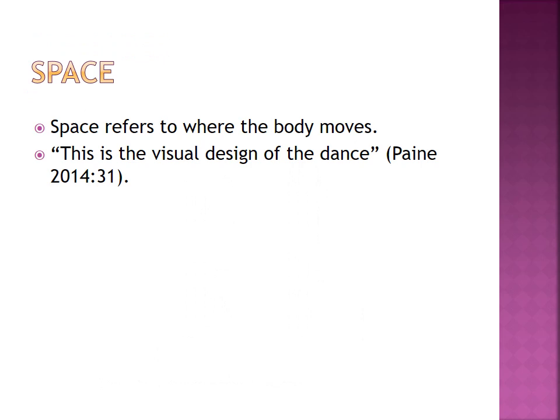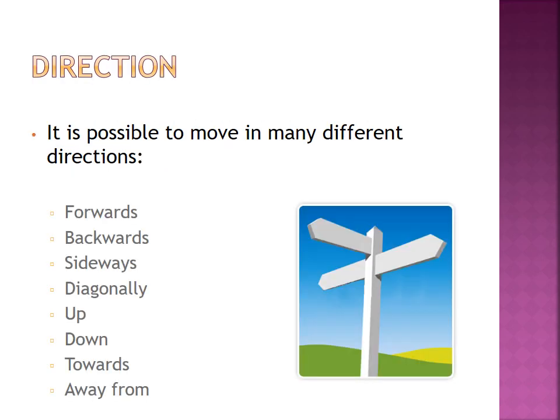Space refers to where the body moves. It is the visual design of the dance, according to Pain. And of course, important is direction. When we're moving, we can move in many different directions, which again, create variety and interest in the movement that you're doing. You can do a movement forwards, backwards, sideways, diagonally, up, down, towards, or away from.